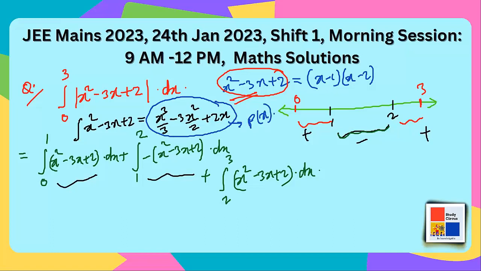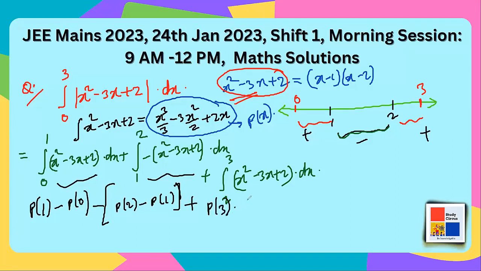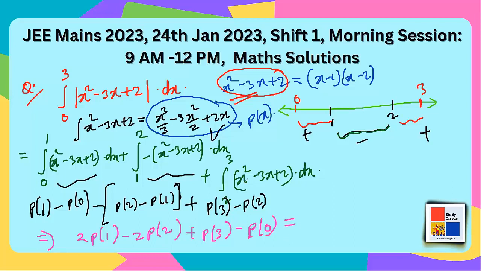So basically what do I have to evaluate? I have to evaluate P1 minus P0, minus P2 minus P1, plus here we have P3 minus P2 again. Okay. So if this thing I call as P(x), if you rearrange, this is going to be like 2P1 minus 2P2 plus P3 minus P0, and obviously we can find out the values.